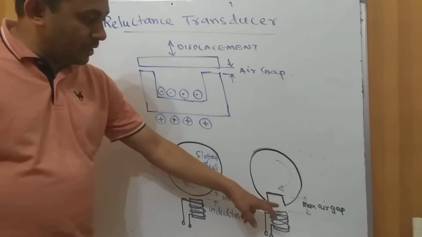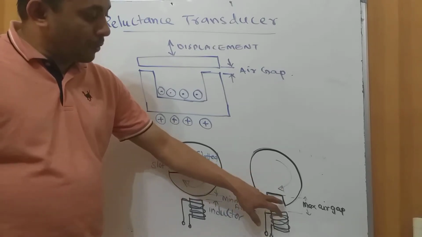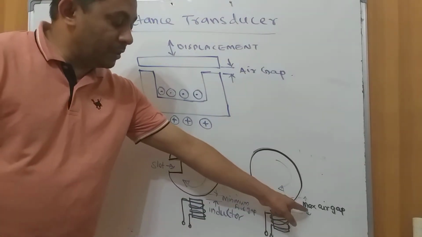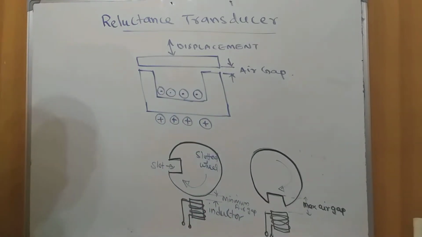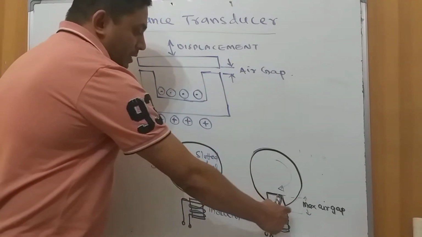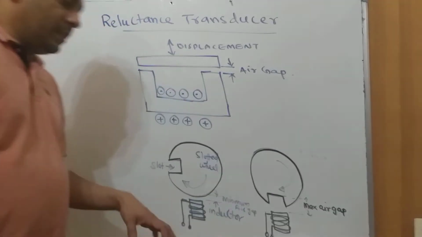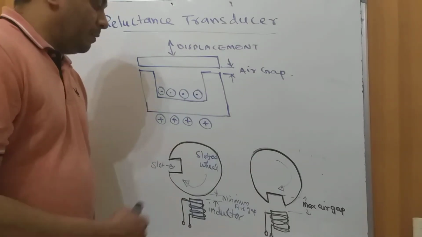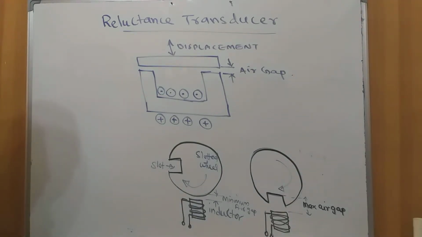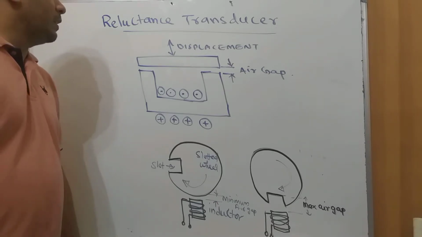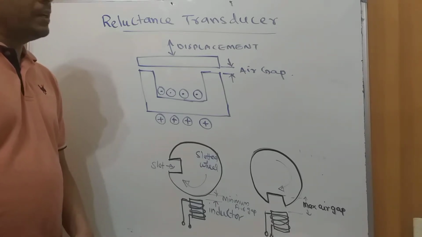But once it exactly coincides, or once it is in the proximity of the coil, then the flux density and the air gap will change. That will cause a different value of inductance. So whenever the slot approaches the magnetic coil, there is a change in the inductance, and this change in the inductance can be used to measure the rotation of wheels or in cars and so on. So many applications require measuring the speed based on this type of transducer, which is the reluctance transducer.